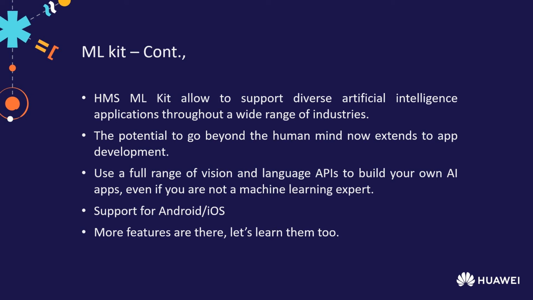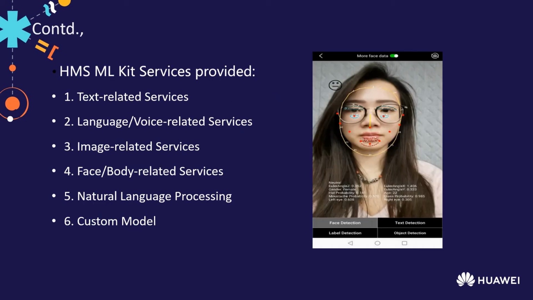Well, the support for Android and iOS is there. Many features are there, and most importantly, even if you are not a machine learning expert, you can start developing apps because we've got APIs and kit available for you, and you can start using it. It's going to be really very flexible, and it will be mind-blowing once you start using it. I felt so, and you will definitely feel so. There are multiple services provided with the Huawei ML kit: text-related services, language, voice-related, image-related, face, body-related, natural language processing, and most importantly, custom models are also available. You can learn the complete set of these things by clicking the link that I have given in the description. I'm sure you will be very happy to read it through.